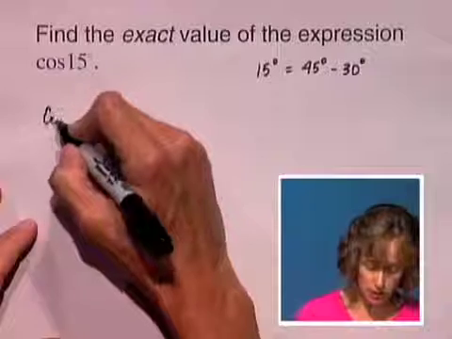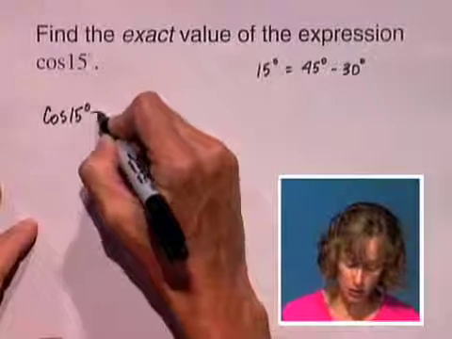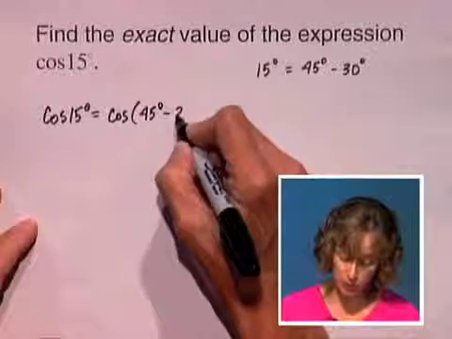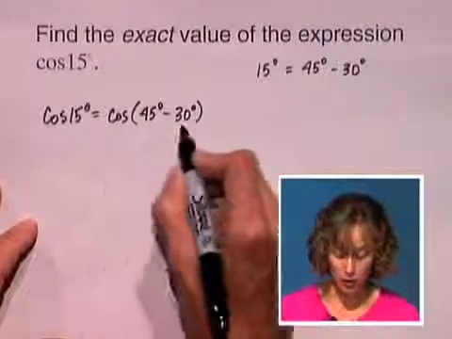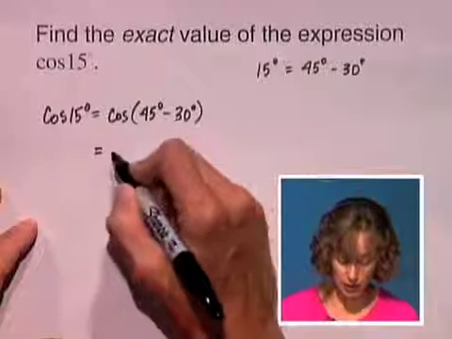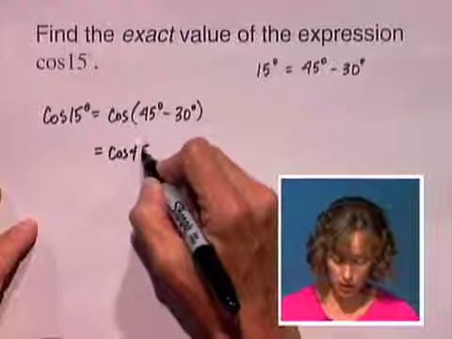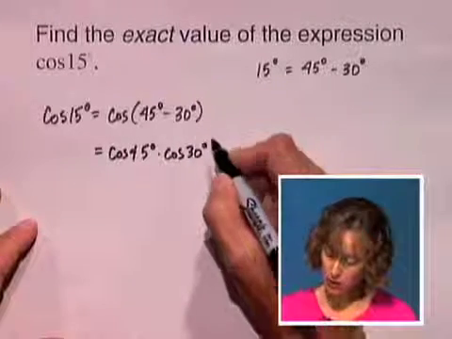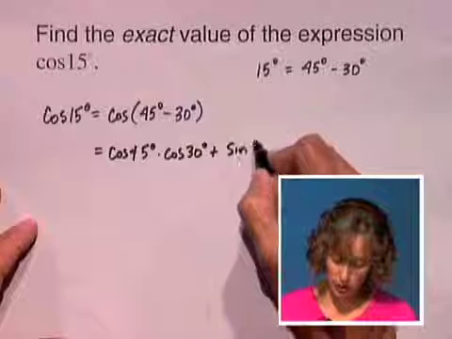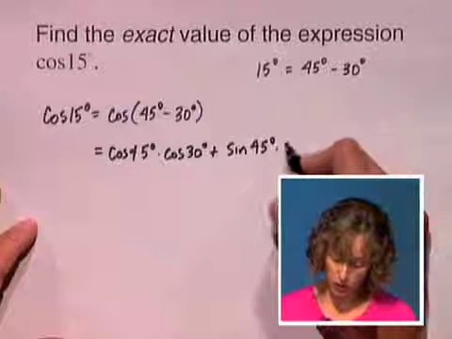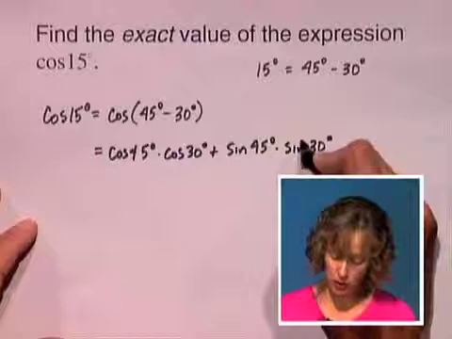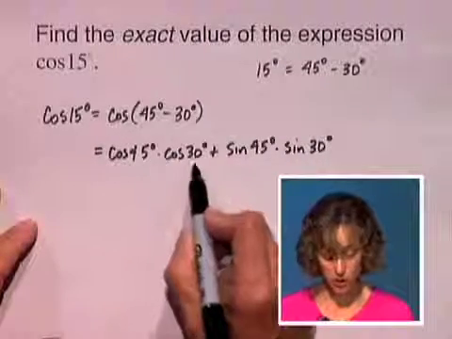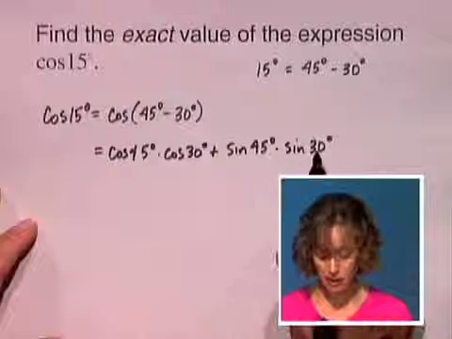So if we want the cosine of 15 degrees, we can find the cosine of 45 degrees minus 30 degrees. Using a cosine difference identity, this is cosine 45 degrees times cosine 30 degrees plus the sine of 45 degrees times the sine of 30 degrees. Remember, the identity is cosine (A minus B) is cosine A cosine B plus sine A sine B.